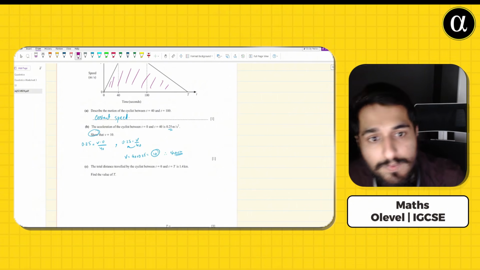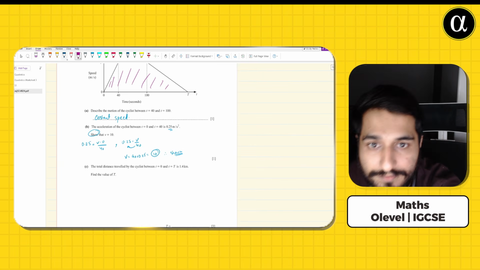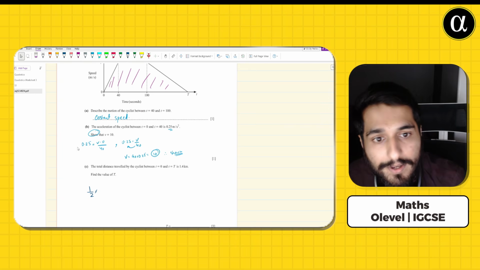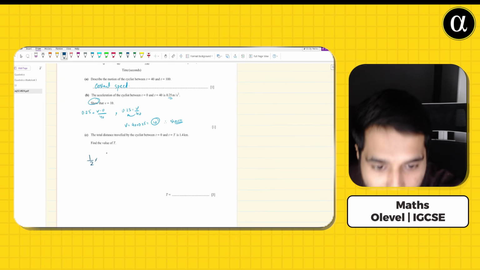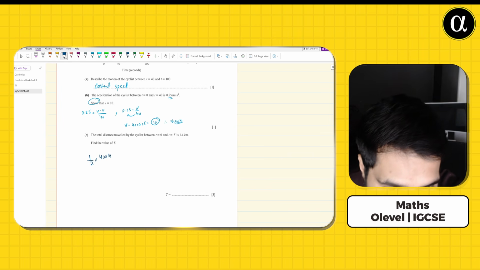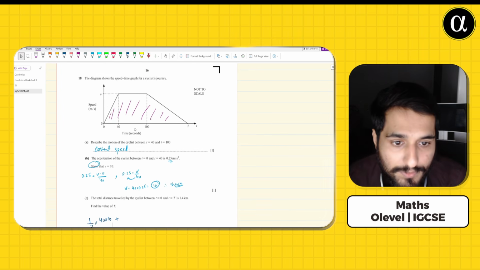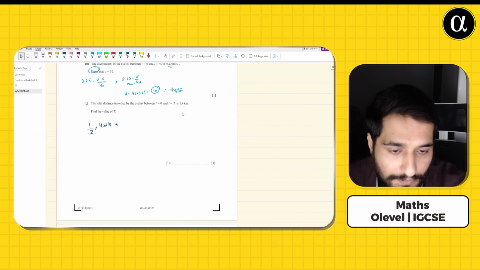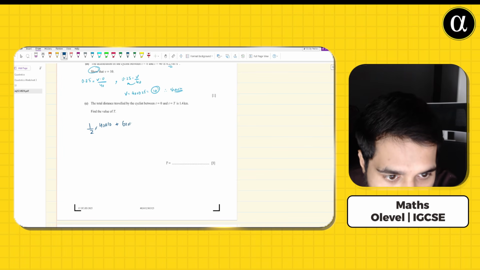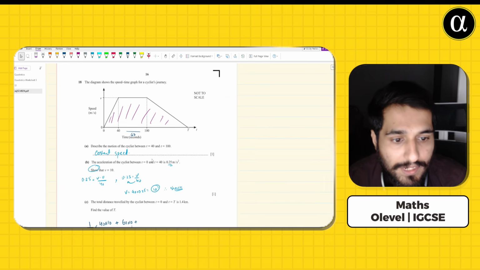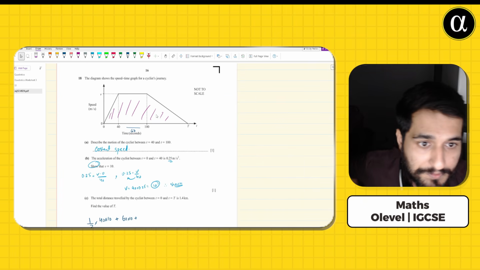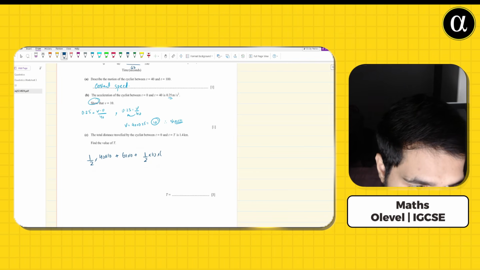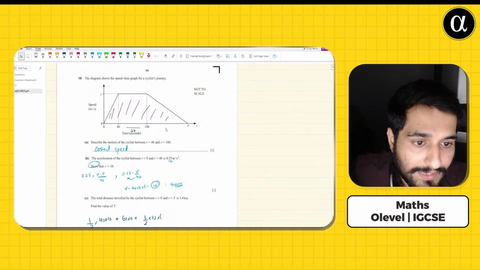Now how do you find these? We need to basically apply half times the area of this, which is base into height, which is 40 into the V, 10. So half times 40 times 10, plus the area of the second case, which is a rectangle. So this is going to be 60 times the height, which is 10. So this is 60 into 10, plus the third part of the journey, which is also a triangle, where the height is going to be 10. So we say half into 10 into the base, which is going to be T minus 100.